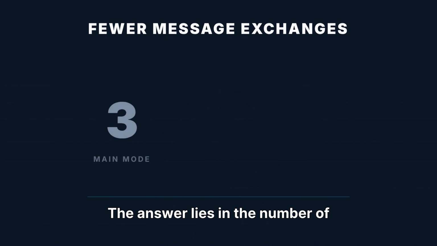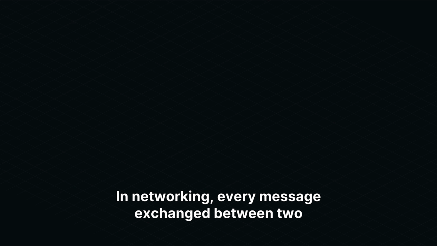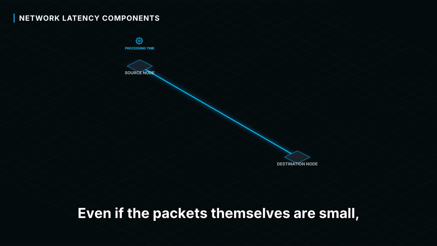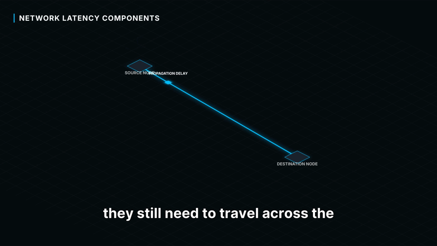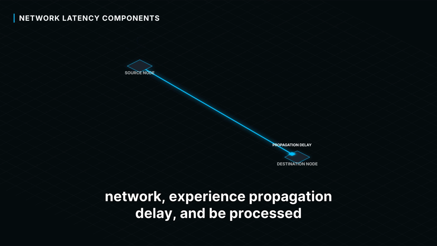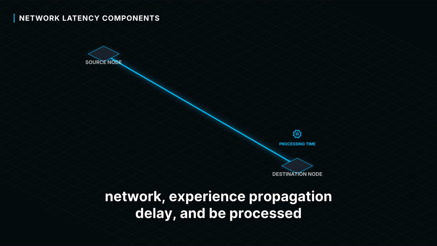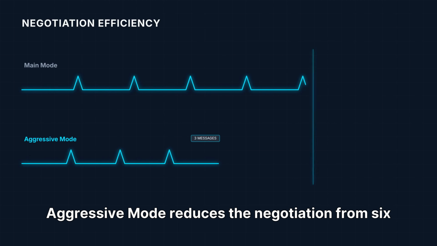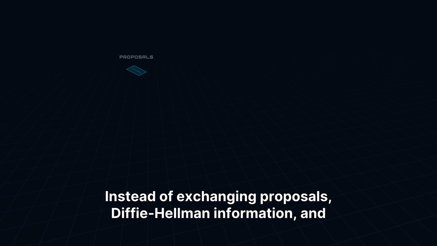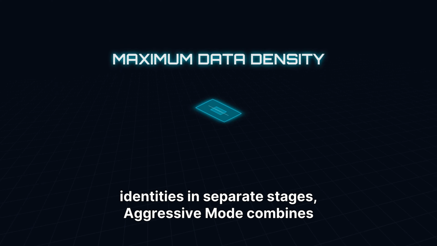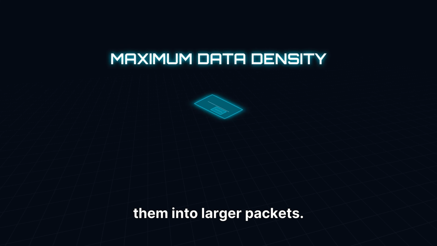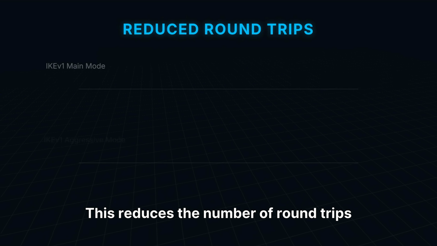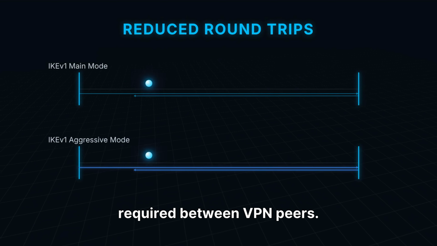Now let's understand why Aggressive Mode is faster. The answer lies in the number of message exchanges. In networking, every message exchanged between two devices consumes time. Even if the packets themselves are small, they still need to travel across the network, experience propagation delay, and be processed by the receiving device. Aggressive Mode reduces the negotiation from 6 messages to 3 messages. Instead of exchanging proposals, Diffie-Hellman information, and identities in separate stages, Aggressive Mode combines them into larger packets. This reduces the number of round trips required between VPN peers.